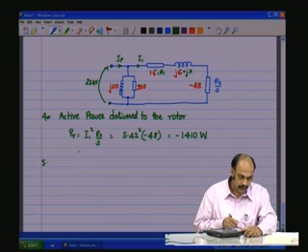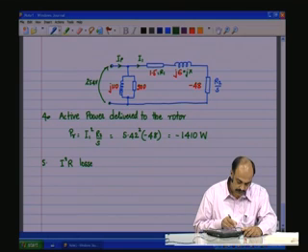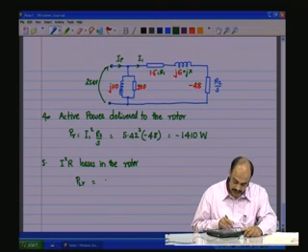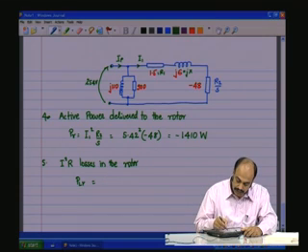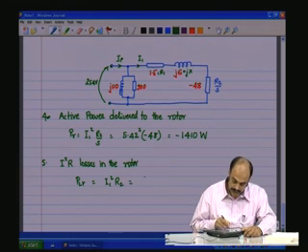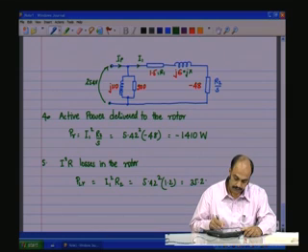The fifth point, the I square R losses in the rotor, are slip times basically. So P loss R is equal to I1 square into R2, where we have calculated R2 as 1.2 ohms. That is 5.42 square into 1.2, and that is equal to 35.2 watts.